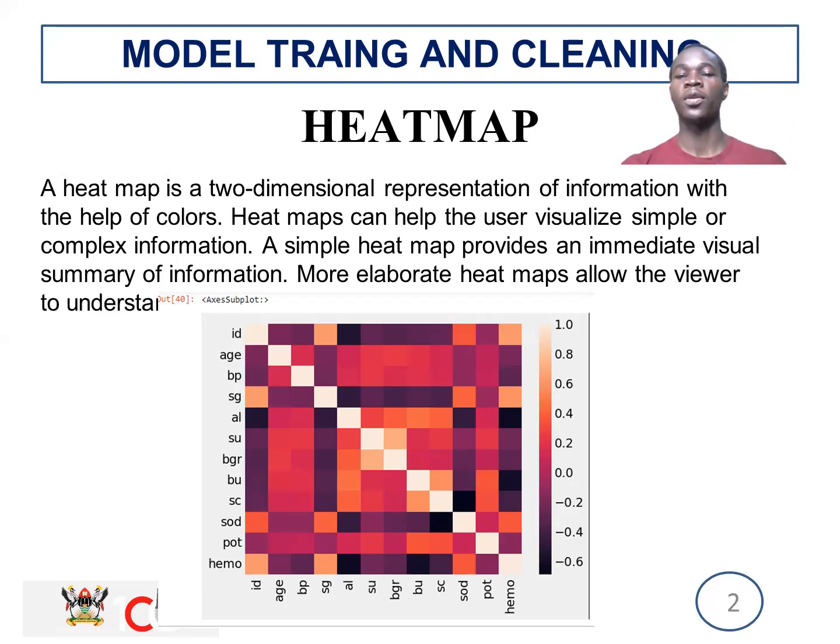The heat map is a two-dimensional presentation of information with the help of colors, as you are shown here. As you are seeing, we have different colors within this. A heat map can help us visualize simple or complex information in our data set. A simple heat map provides a visual summary of the information to be used in the project, as we are showing here. We have the ID, age, blood pressure, albumin, sugar rate, and all these attributes are given in summary inside here.